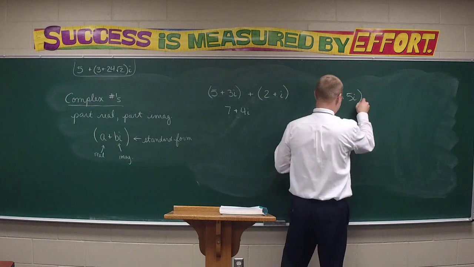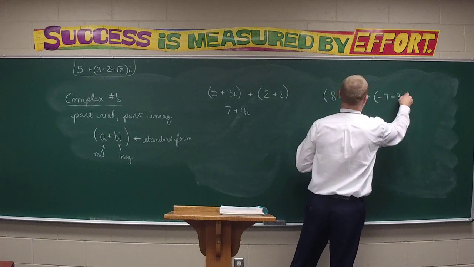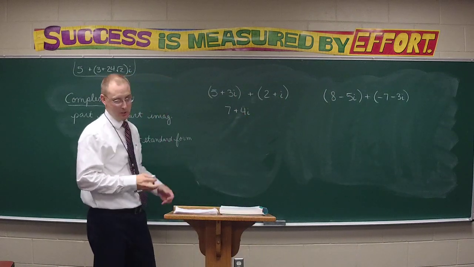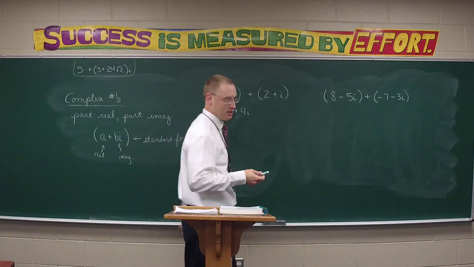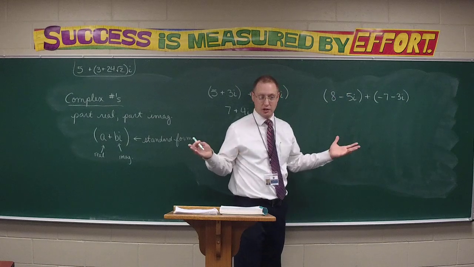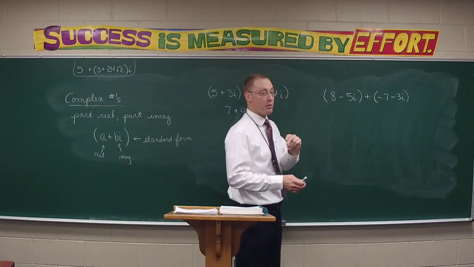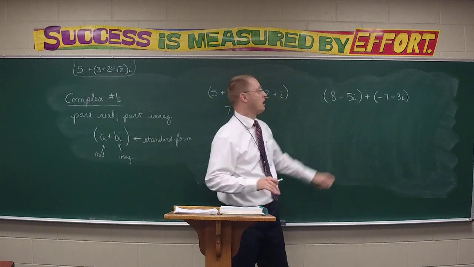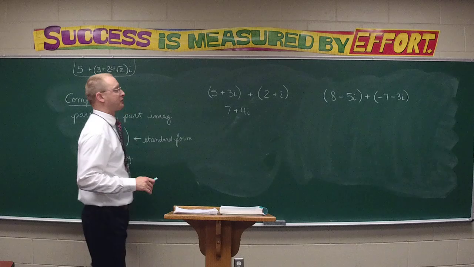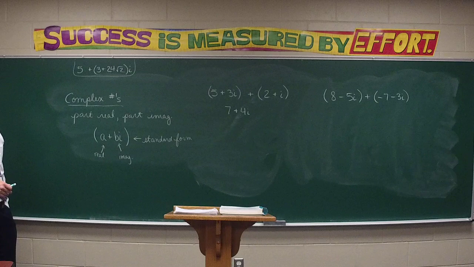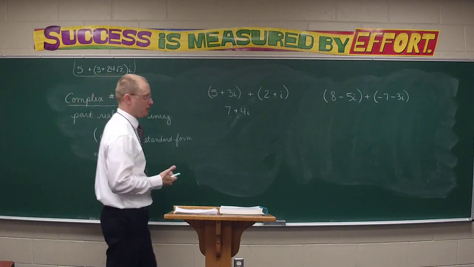8 minus 5i plus negative 7 minus 3i. Notice, class, these are complex numbers. How do I know they are complex numbers? Class, because they are part real and part imaginary. And they're in the standard form because I have the real written before the imaginary. By the way, you recall I said before we shouldn't have a leading negative. That is not true of complex numbers. Because you have to lead with the real, and if the real happens to be negative, so what? So this is the one time we'll allow an exception to the leading negative. You have to lead with the negative because you have to lead with the real.